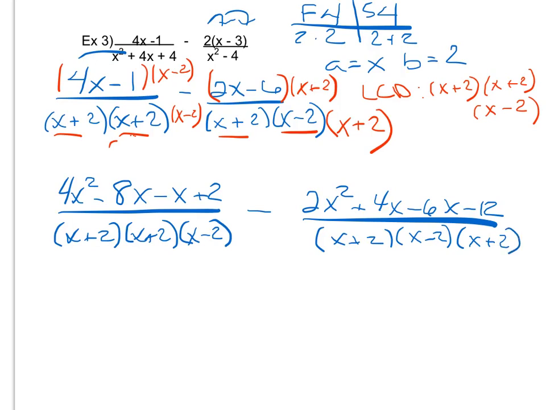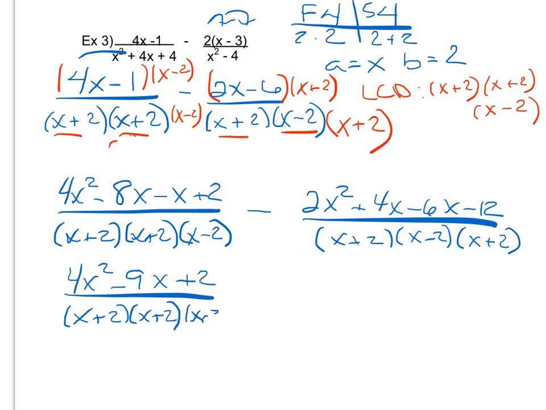Before I combine them and put them as one fraction, I'm going to go ahead and clean up my numerators a little bit because I see that in both of these I can combine some like terms, giving me 4x squared minus 9x plus 2 minus 2x squared minus 2x minus 12.